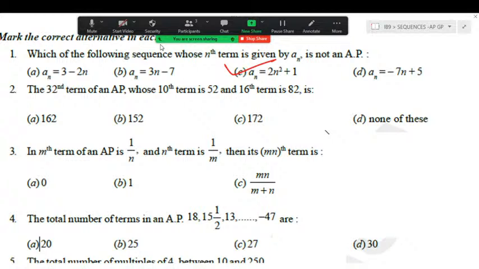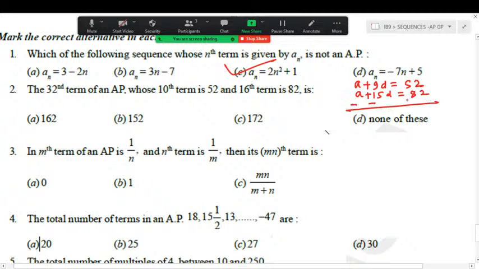We are given the 10th term, which means a plus 9d is 52. We are given the 16th term, which means a plus 15d is 82. What we can do here is subtract them by changing their sign. a is cancelled. 9 minus 15 is minus 6, and 52 minus 82 is minus 30. And we got d being 5.